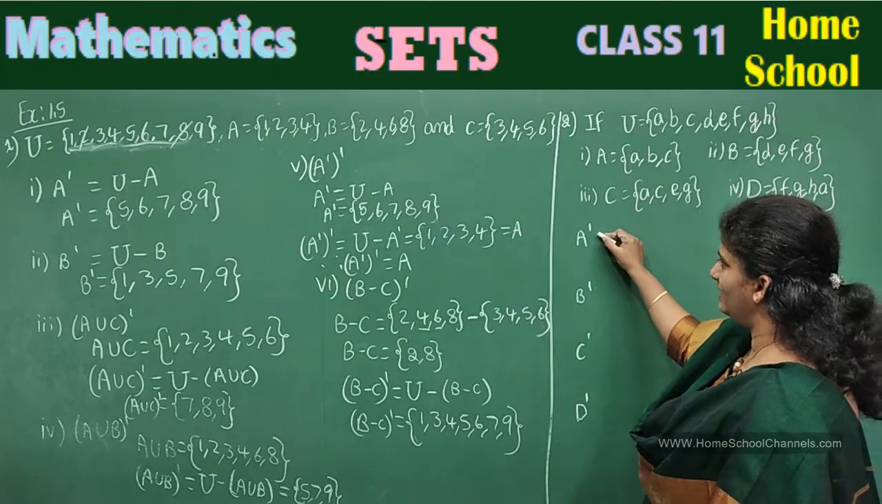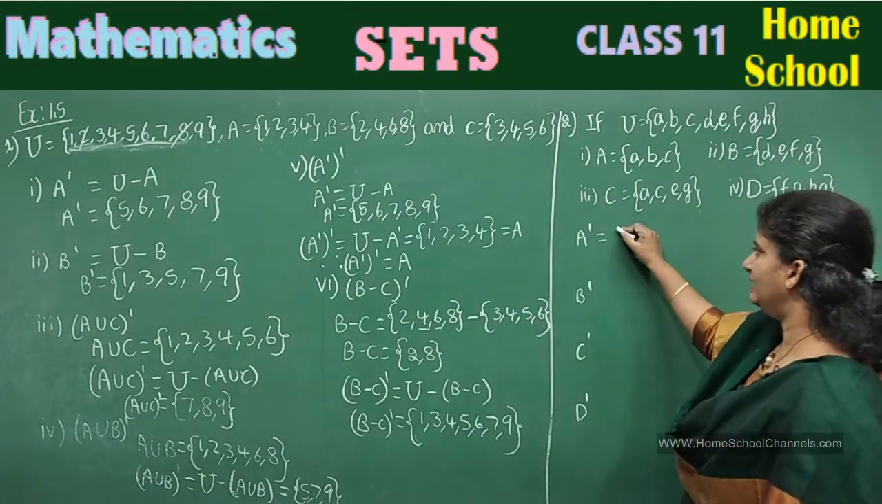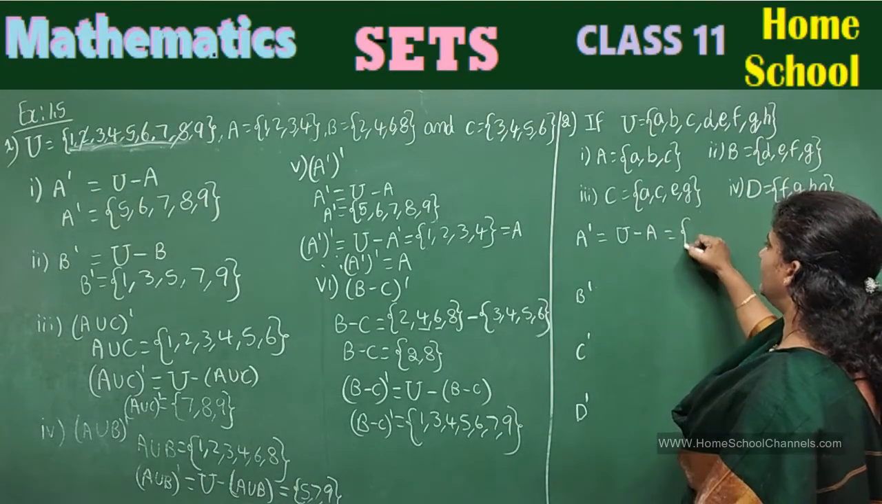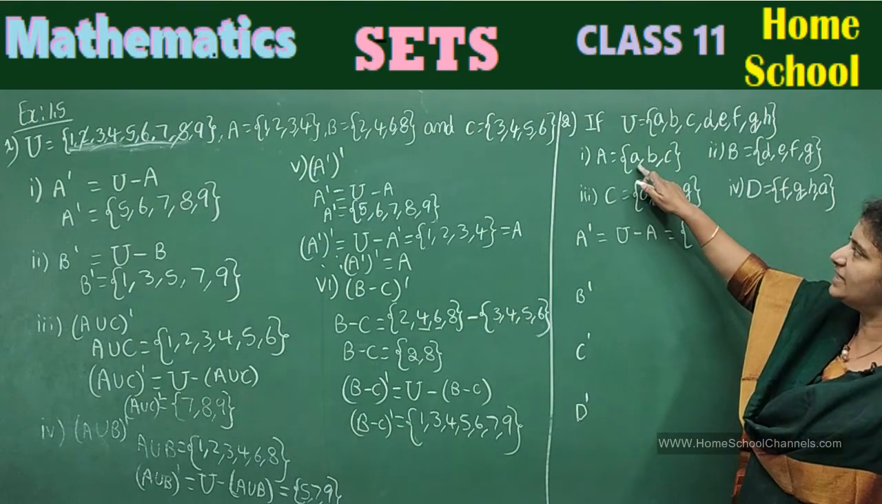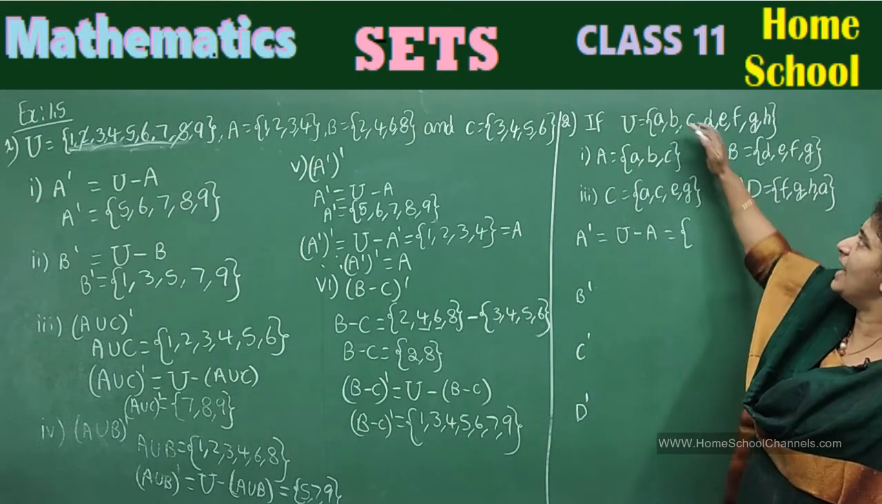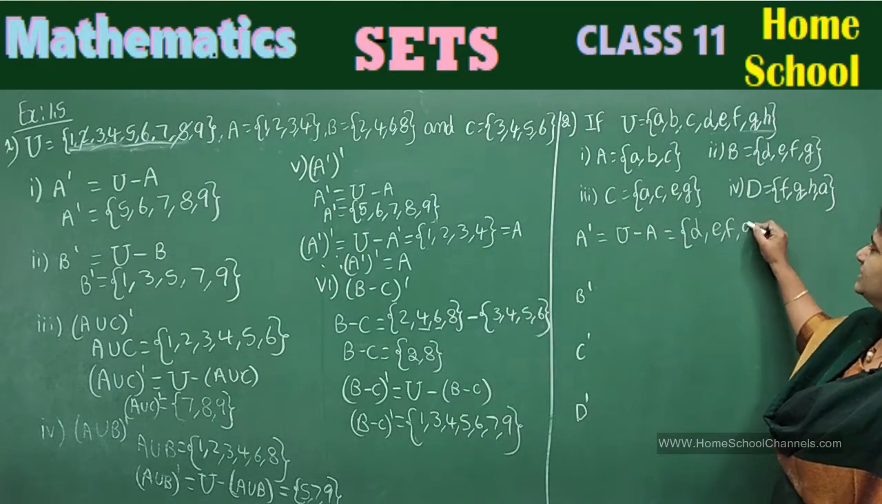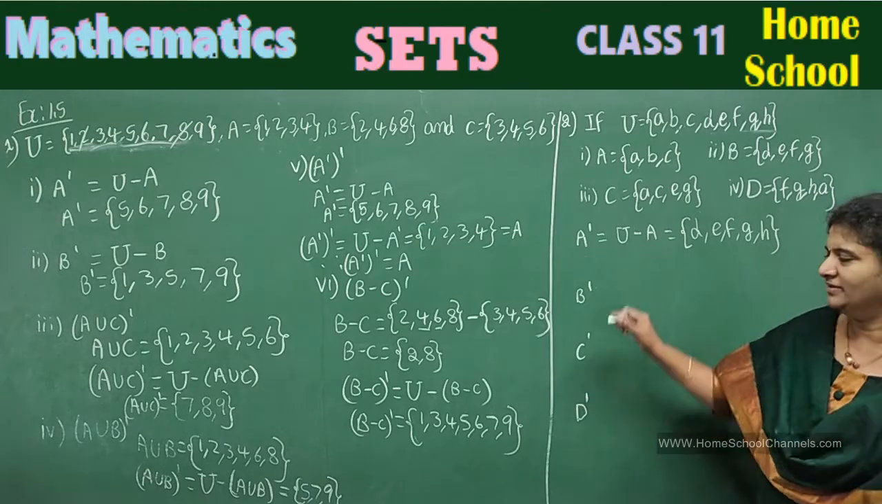So first one, A complement. In the universal set, remove the A set elements. That is equal to, in the universal set, what are the A set elements? a, b, c. Other than a, b, c, what do you have? d, e, f, g, h. That's it. This is A complement.